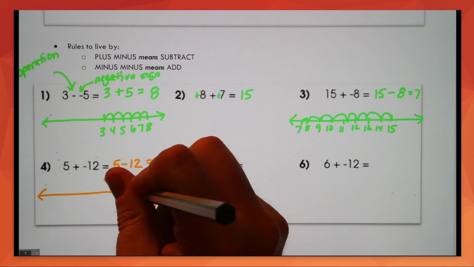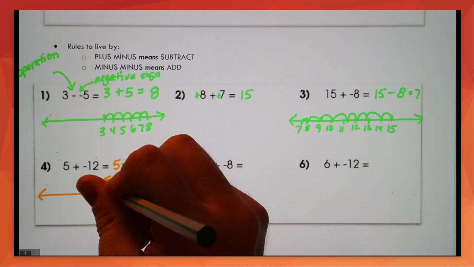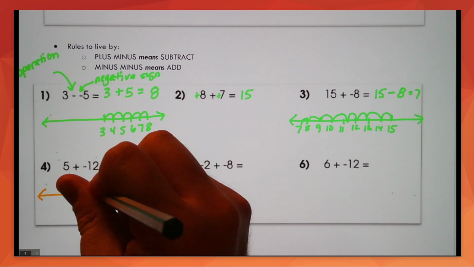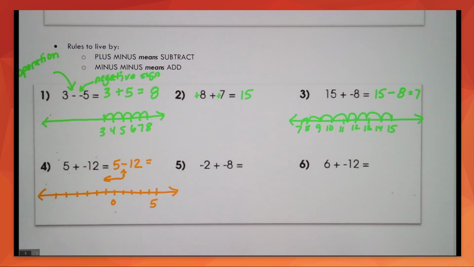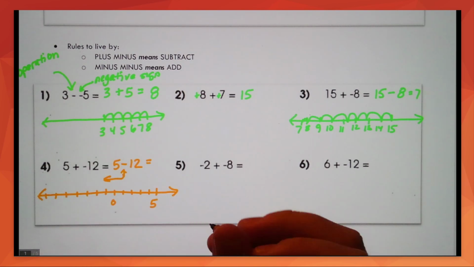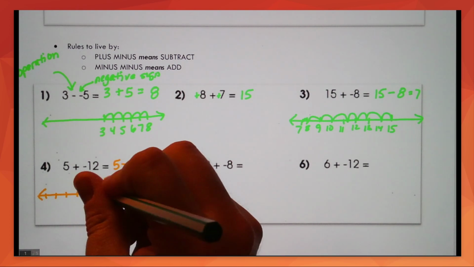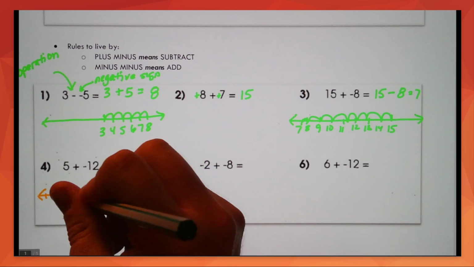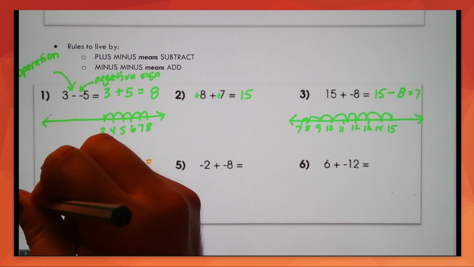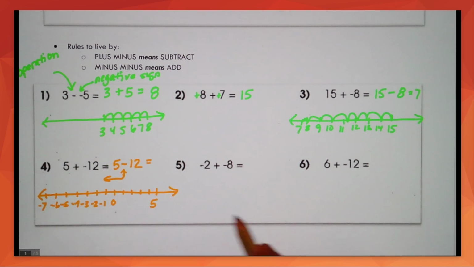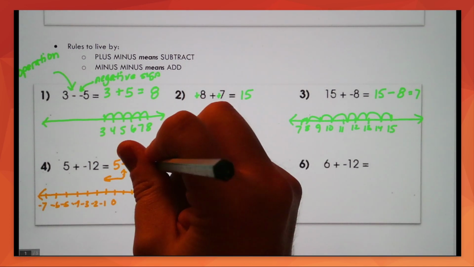So 4, 3, 2, 1, 0, negative 1, 2, 3, 4, 5, 6. Is that 12? I don't know. How many did I count? 1, 2, 3, 4, 5, 6, 7, 8, 9, 10, 11. One more, 12. So this is negative 1, 2, 3, 4, 5, 6, negative 7. So if I counted back 12 spaces, I'm at negative 7.